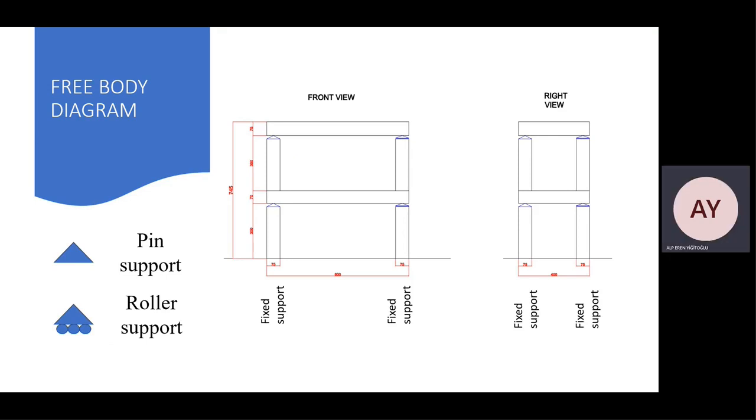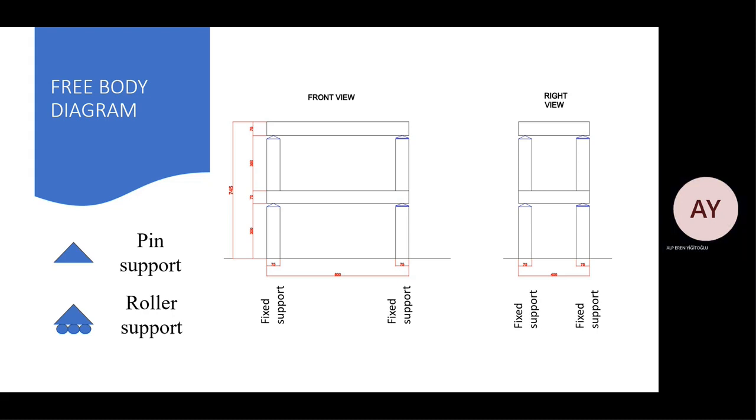Hi everyone, I will talk a bit about the free body diagram, which is the second part of the project. The free body diagram of the system we designed is as shown in the figure. At the bottom, the columns are connected to the floor with a built-in support. Thus, the object will have a resistance to movement. In the connection between the column and beams, a pin support on one side and a roller support on the other are used.